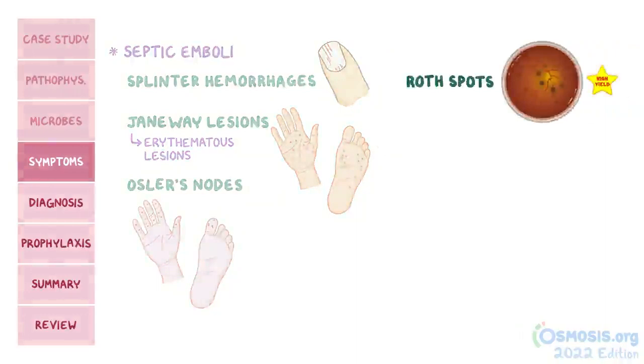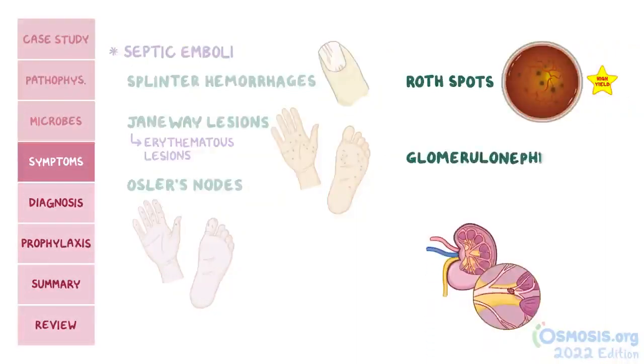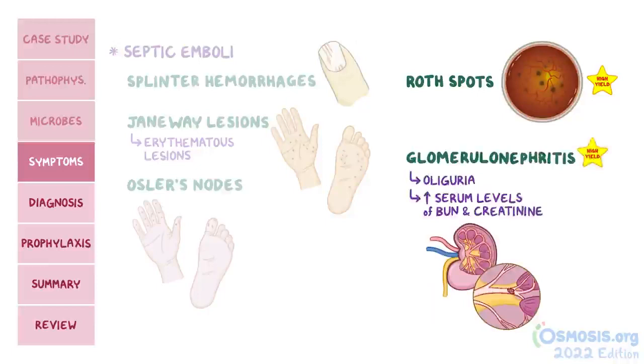For your exams, remember that sometimes these deposits can reach the kidney, leading to glomerulonephritis, in which case the individual may present with oliguria and high serum levels of BUN and creatinine.